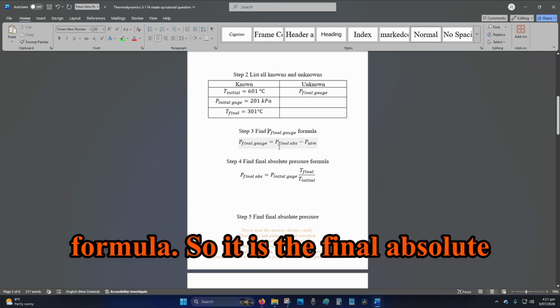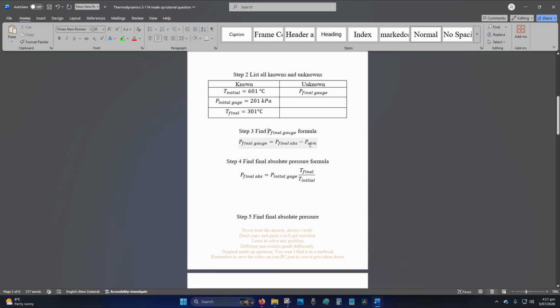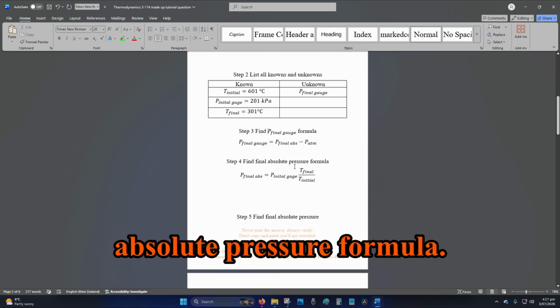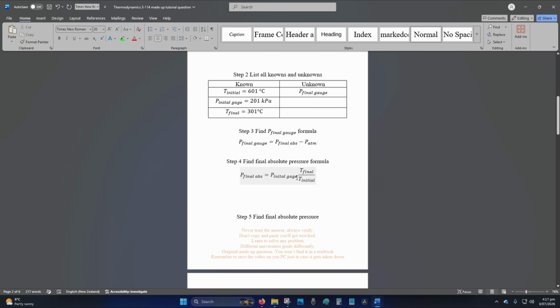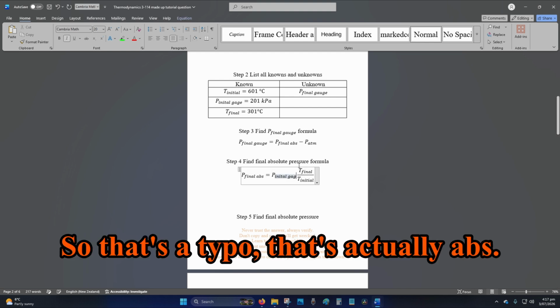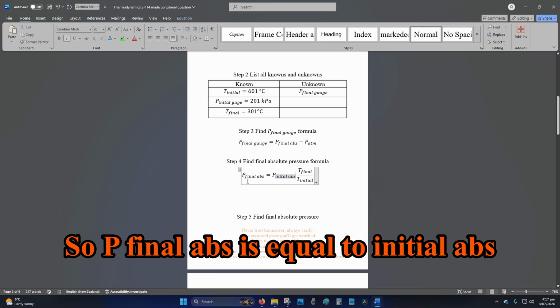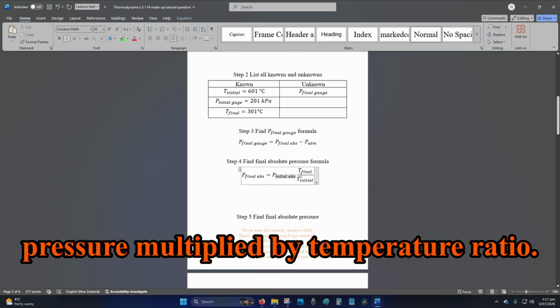So it is the final absolute minus the atmospheric. So we're missing the absolute pressure. Step 4, find the final absolute pressure formula. So that's a typo. That's actually ABS. So P final ABS is equal to initial ABS pressure multiplied by the temperature ratio.